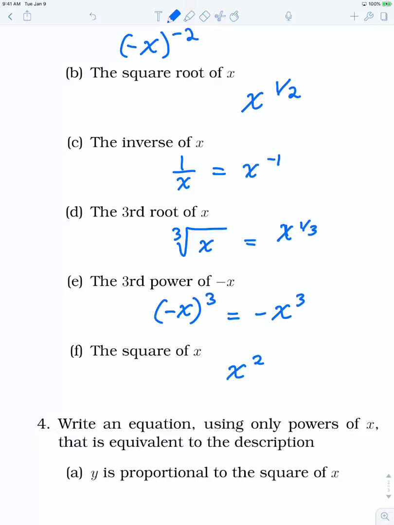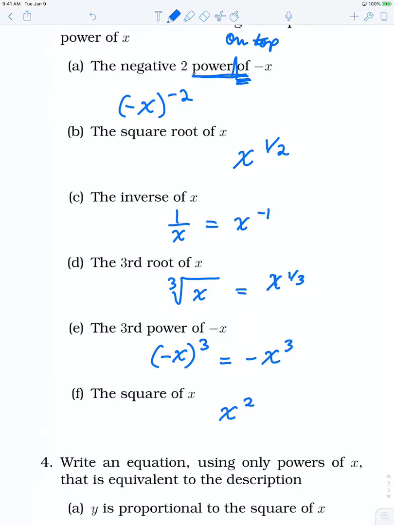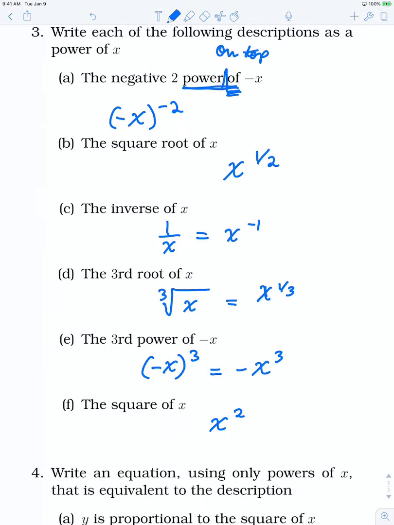So this problem should be pretty simple. I find sometimes people get stuck on it just because it doesn't really take a lot of practice, and they think, oh yeah, I just remember what to do. And then maybe on the test, they freeze up a little bit. So just remember, power of really means power on top of.